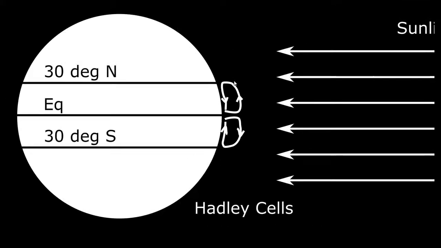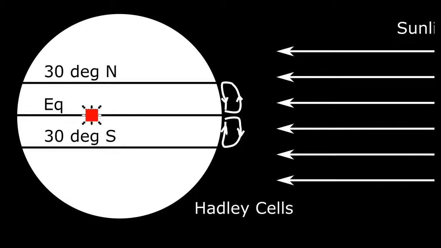But it's important to keep in mind that these Hadley cells, because the Earth is rotating, go all the way around the globe. So you can kind of envision them in 3 dimensions like donuts. Donuts that encircle the globe and they're constantly rolling over themselves, churning up the atmosphere. So let's think about a few more volumes of air at the equator. So I'll draw a few more.